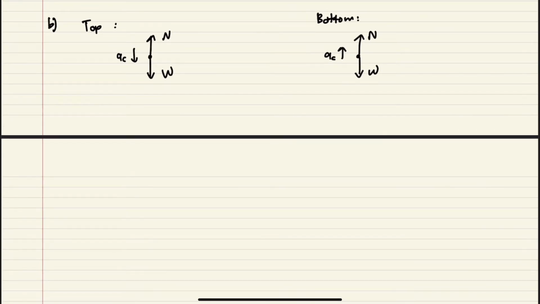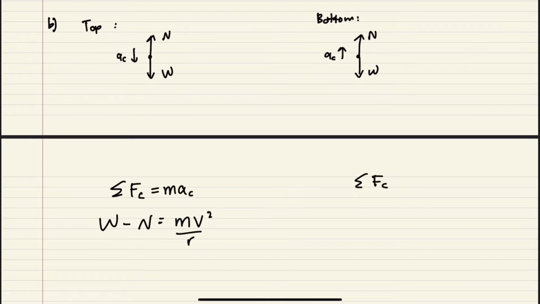So if I want to write the equation for both of these free body diagrams, summation of FC equals MAC. It will be the same direction as the AC, which is weight, minus the opposite direction, so weight minus N equals MV squared over R. And on the right hand side here, which is the bottom, it equals N, same direction as AC, minus the opposite direction, equals MV squared over R.